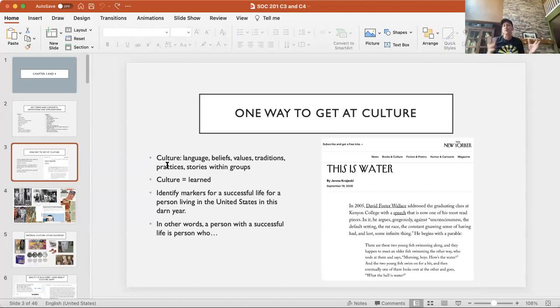So what are we talking about? We're talking about culture. Well, it's language, the beliefs that we have, values, traditions, practices, the stories we tell, the mythologies that we have. That's all stuff that's related to culture. Culture is something that is learned. We're born without culture, right? So we develop ways of thinking, knowing, and doing that are accumulated over the course of time.